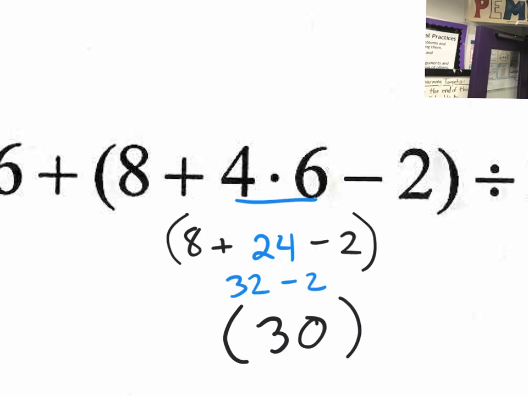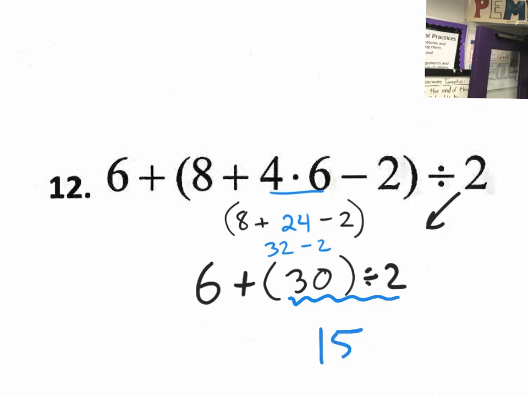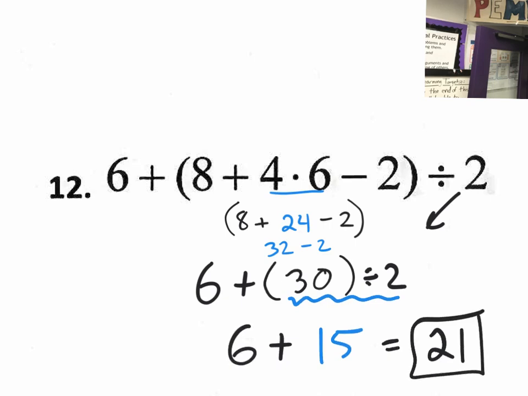Now let me bring down everything that's on the outside of the parentheses, which there's not much. We have a plus, we have a 6, and we also have this divided by 2. So the question is, what do we do next? Do I add 6 plus 30 and get 36 and then divide it by 2? Of course not. You have two operations. Which one comes first, adding or division? Division comes first. So I need to do 30 divided by 2 first. 30 divided by 2 is 15, and we do have a 6 plus right in front of it. 6 plus 15 is 21. And that's it. That's your answer for number 12.